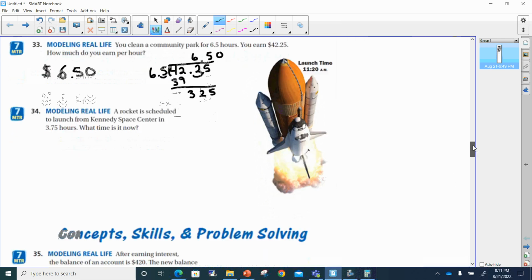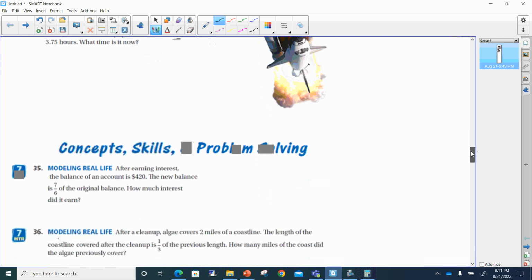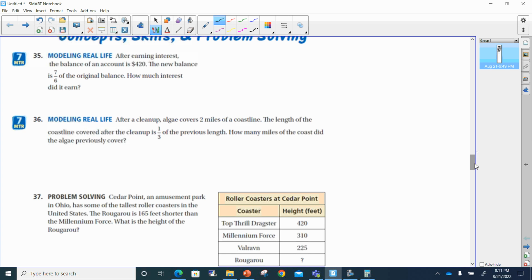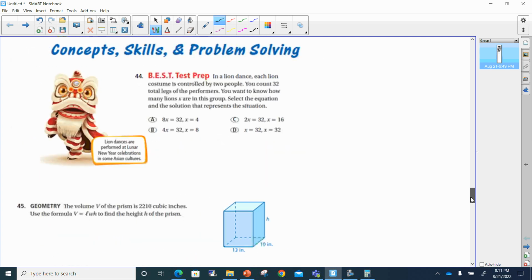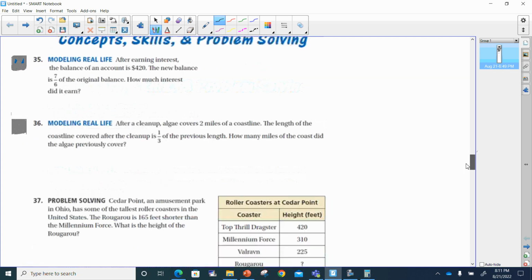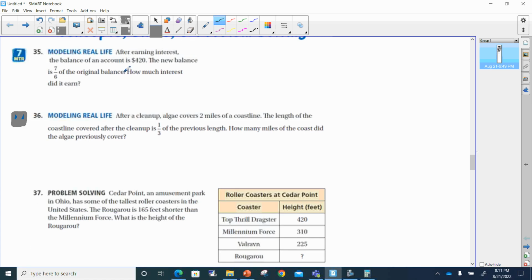All right, let's scroll down to number 35. I hope that these are getting close to the end here. Wow, we still have so many to go. All right, 35 says, after earning interest, the balance of an account is 420. The new balance is 7.6 of the original. How much interest did I earn?